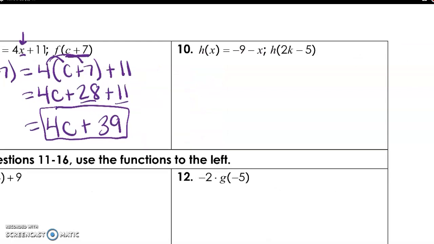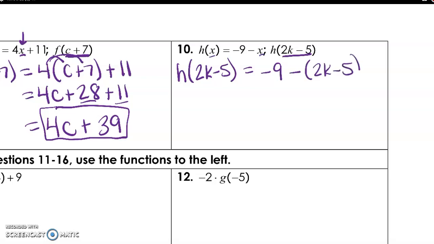For number 10, again, you look at what's in the parentheses, and that's going to go in place of the x. Even though there's no number in front of the x, you still need to make sure you put parentheses because you're subtracting the whole thing. So h of 2k minus 5 equals negative 9 minus parentheses 2k minus 5. So if you have more than one thing, you absolutely need parentheses.